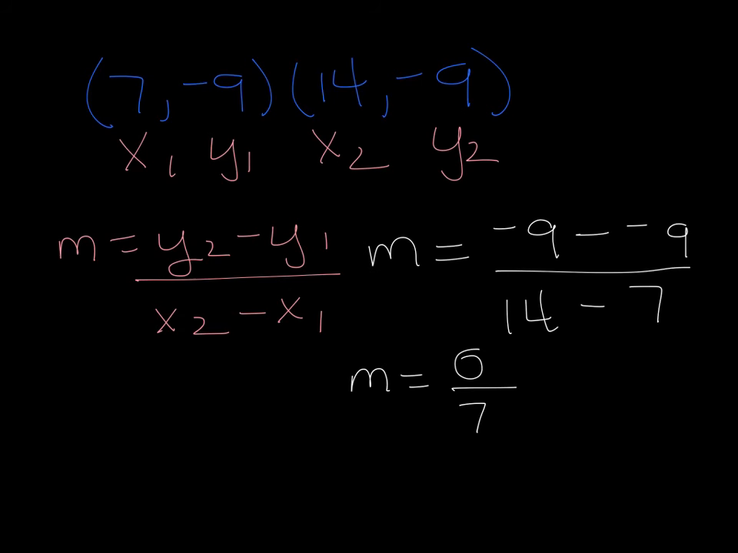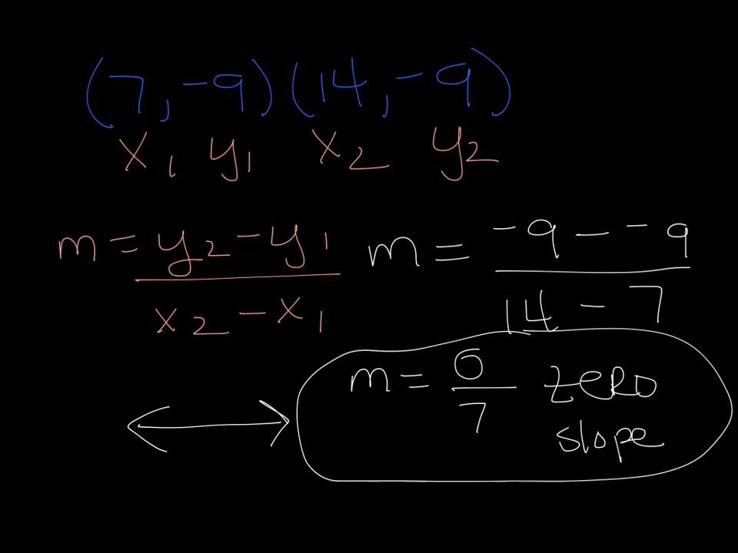So on this one, we have no rise and a run of 7. So if that was a graphed line, it would be a horizontal line. What kind of slope is this? You need to know that this is 0 slope. Anytime you have a 0 on top of the fraction, you need to know that that means it has 0 slope.